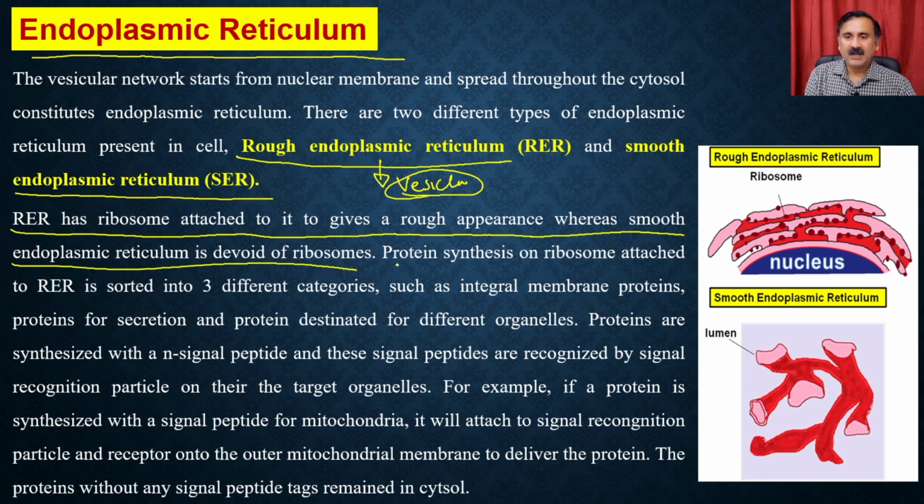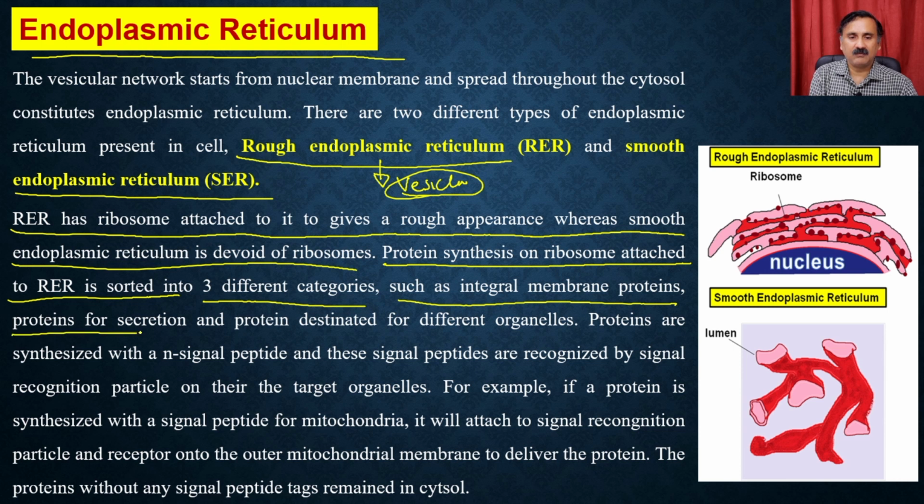The protein synthesized on the ribosomes attached to the RER is sorted into three categories: integral membrane proteins, proteins for secretion, and proteins destined for the different organelles. So you can have proteins of three different types. It can be an integral membrane protein, which means it will go to the plasma membrane. Then you can have proteins of the secretory pathway, or secretory proteins, and then you can also have proteins meant for other organelles.